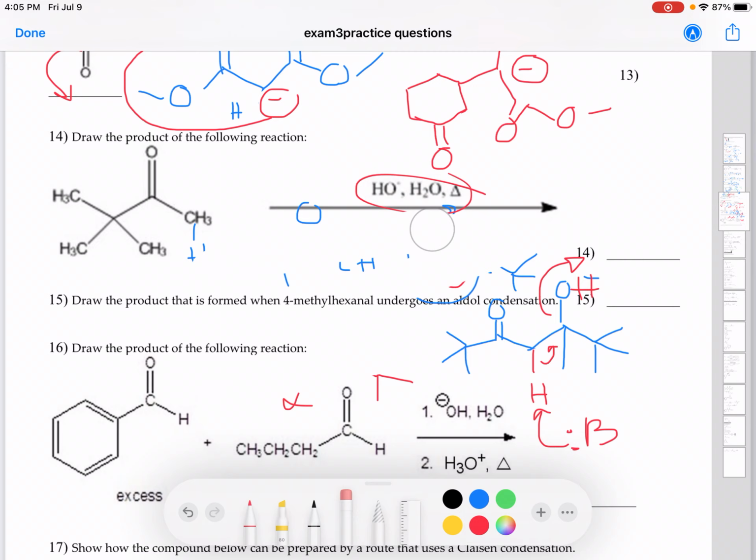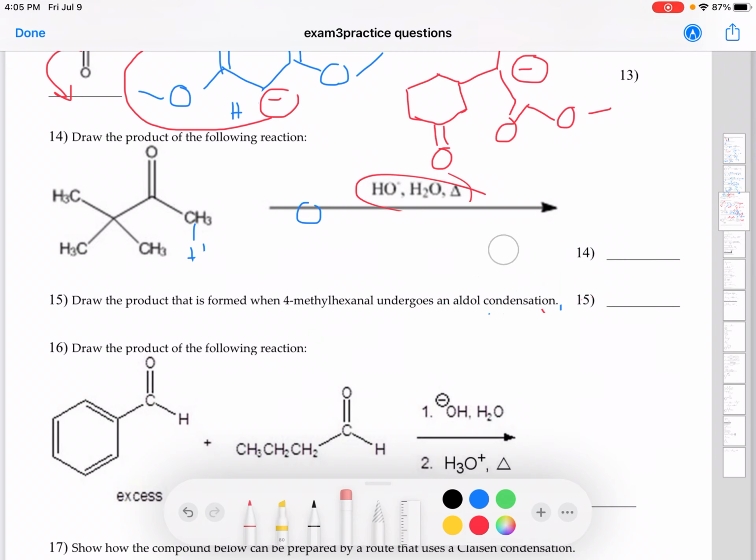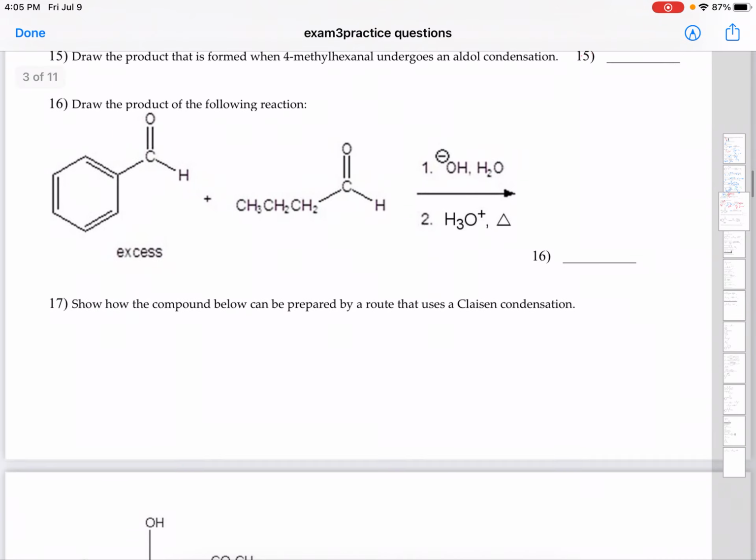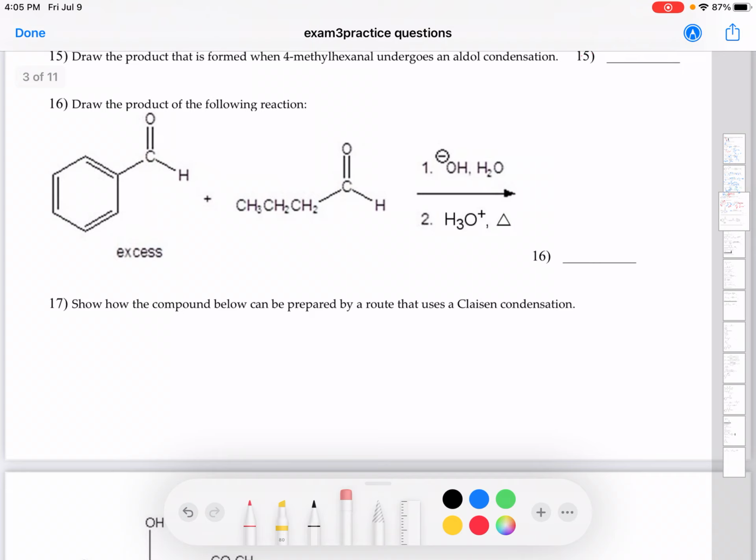And then the next one also looks like an aldol reaction. Now the aldol is going to happen between two different carbonyl groups. The first one does not have any alpha hydrogens. So when the base is added, it's going to grab the hydrogen from this molecule. The base will come, grab this hydrogen, and form a carbanion there. Okay, that's the first step.